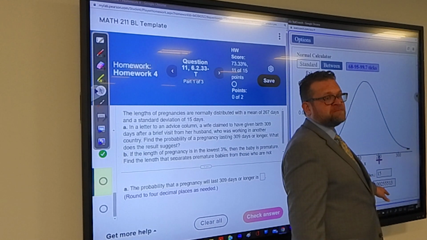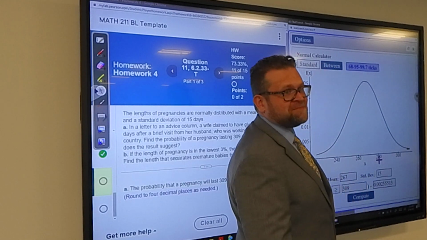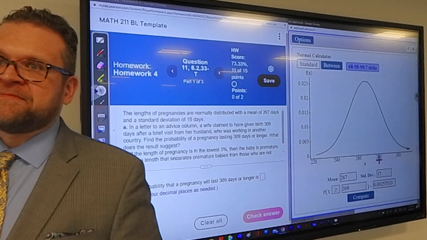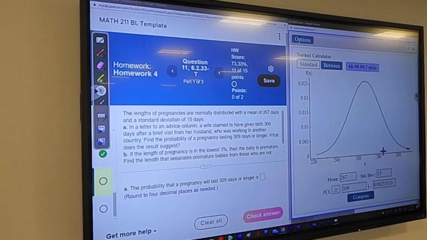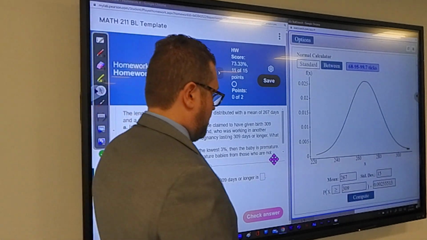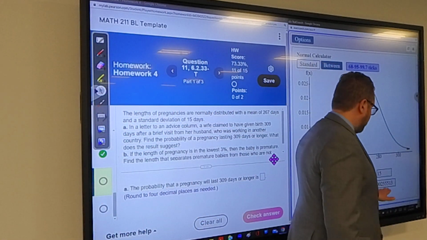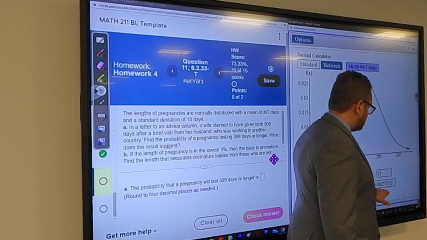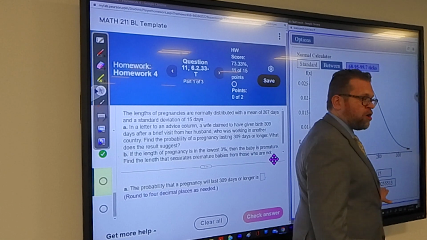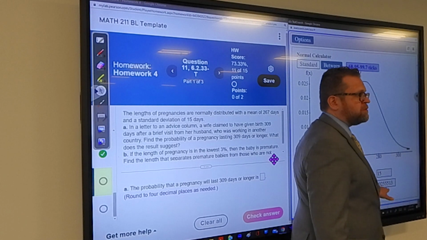I also made a comment. If he came at that time, and she had the pregnancy for that long, I don't think that's his baby. It doesn't look like it. That's the follow-up question that they ask: what do the results suggest? It kind of suggests here that it very well could be, but it only happens about 0.25% of the time.